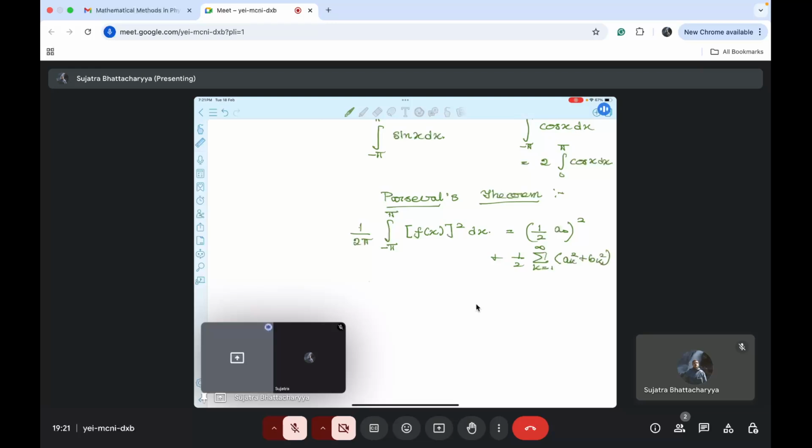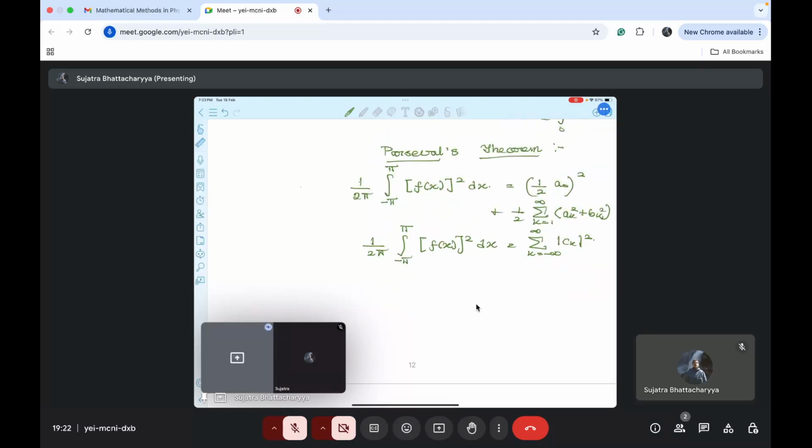Or in terms of complex form, it becomes the integral from minus pi to pi of f(x) square dx is the summation k going from minus infinity to infinity of mod c_k square. So these are the two important things to note about Parseval's theorem. This is how we can write it.